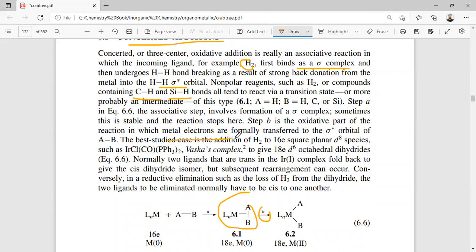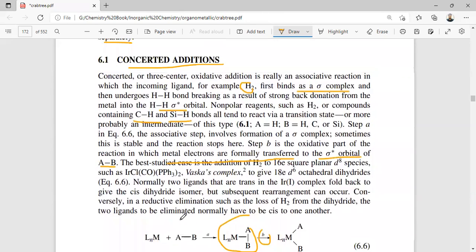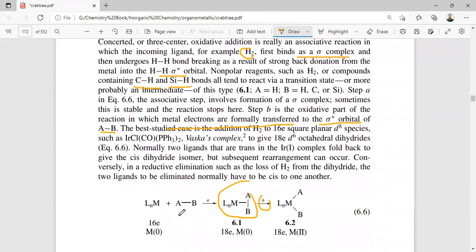...in which metal electrons are formally transferred to the sigma star orbital of the A-B bond. So here that means the concerted mechanism. First the molecule binds to the metal center as a sigma complex, and then electron transfer occurs from the metal to the sigma star orbital of this molecule. Then bond breaking happens, and this oxidative addition product is formed.